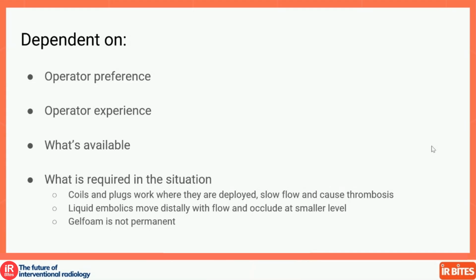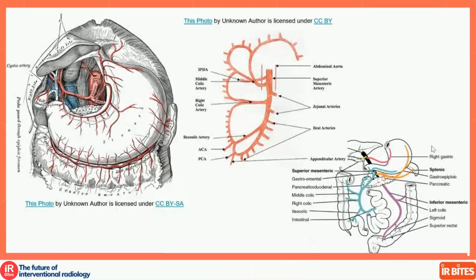And it is also possible to use a combination. So you might occasionally hear someone talk about a coil sandwich. That's when they'll put in some coils and then they'll put in some gel foam or another liquid embolic and then put in some more coils. Or they'll put in coils and then inject gel foam over the top of it. And these are all just different techniques in order to gain hemostatic control.